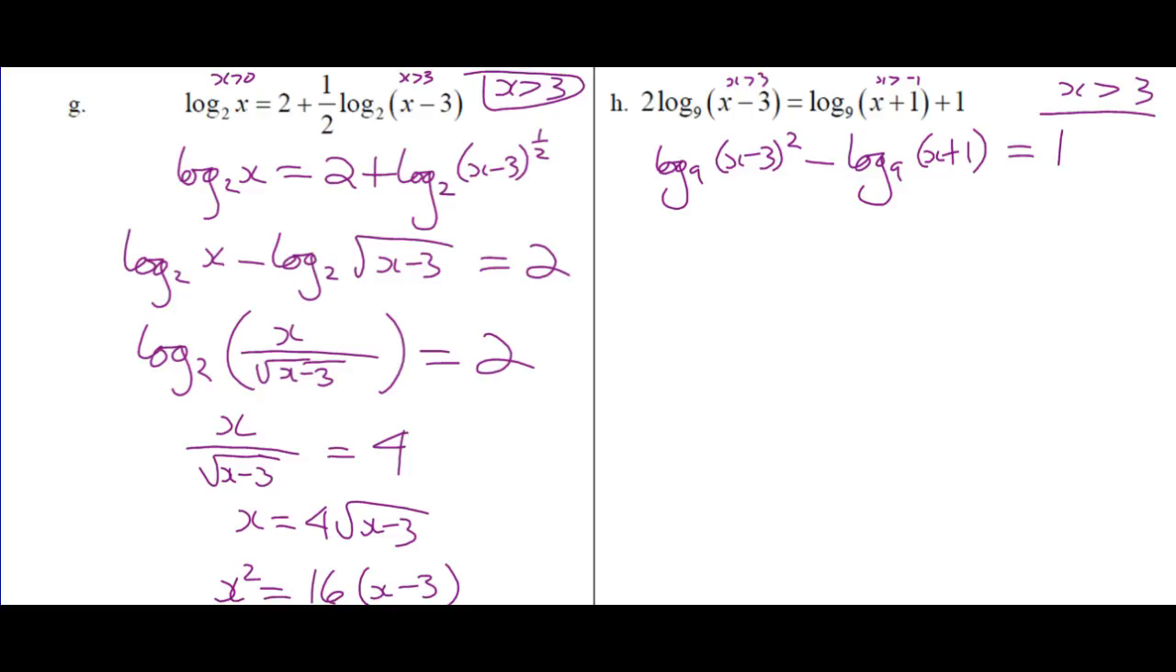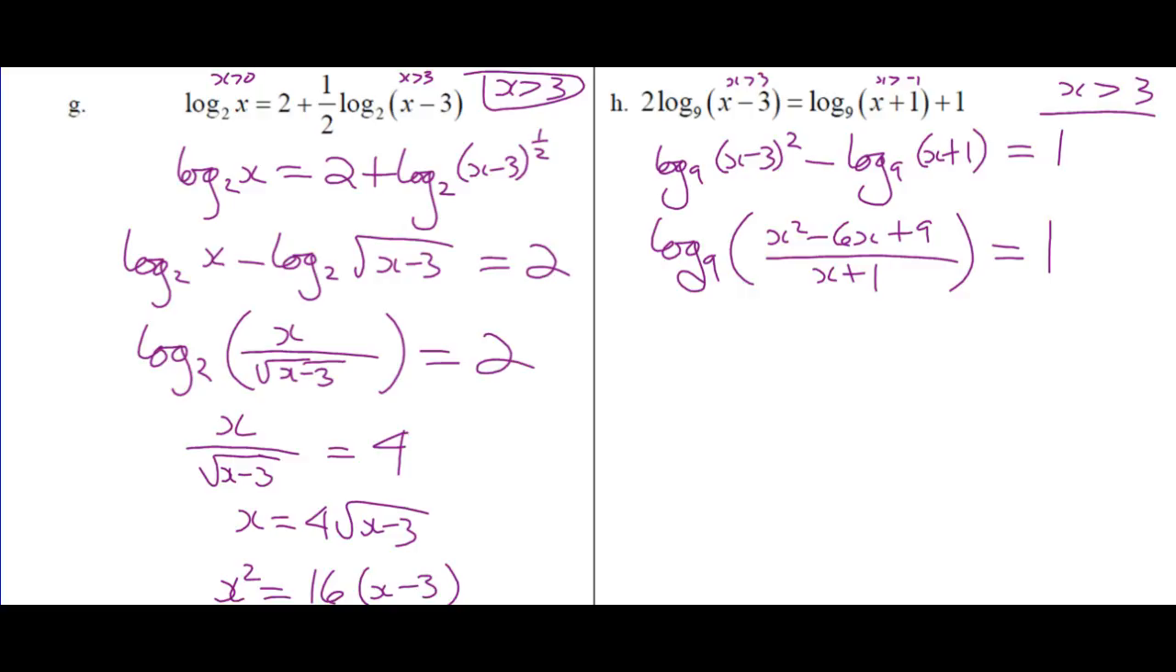So, we don't want the 2 in front because the laws of logs don't work when you have a number in front of the word log. But the laws of logs allow you to get rid of the number in front. So now this just becomes log base 9 of this squared, so x squared minus 6x plus 9 over, because it's minus, over x plus 1, and that's a log, is equal to 1.